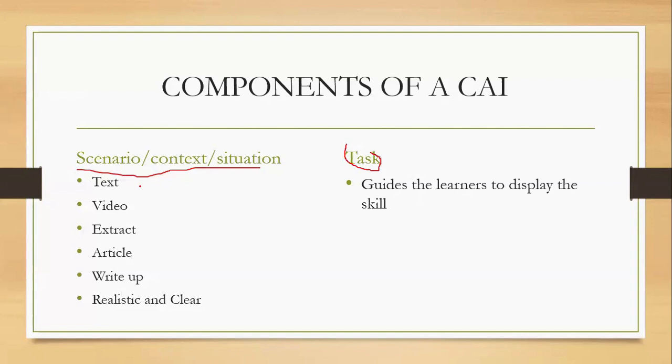But when it comes to a scenario, what do we look at? A scenario that you set can be in the form of a text. A scenario, context or situation can be in the form of a video. It can be an extract. You can get a speech that has been made. Take an example. In English, this term, we are looking at patriotism as one of the topics that we are supposed to assess. You can look out for an extract where Sako is talking about patriotism.